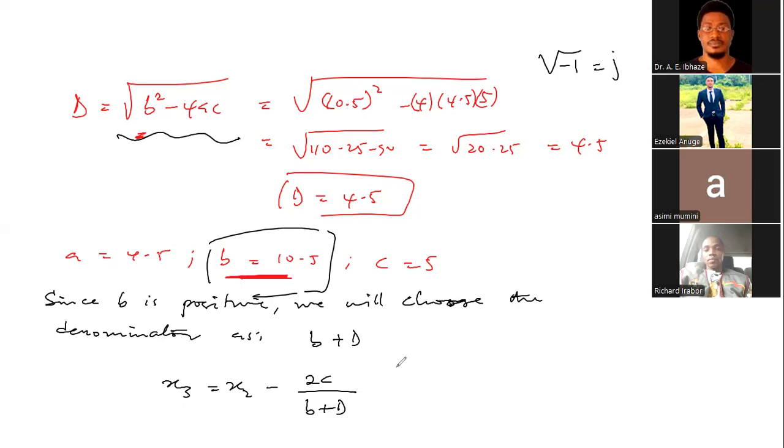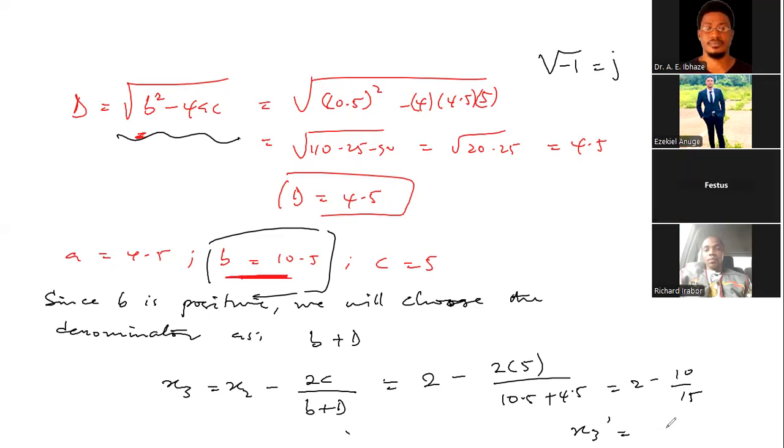By the time we substitute all of these, we are going to get our next approximation, which will be S2. We already know S2 to be 2, that's given, minus 2 times C, that's 2 times 5, over B plus D. We know B is 10.5 plus 4.5. This is going to give us 2 minus 10 over 15. So S3 will be 1.3333. So we know our next point.